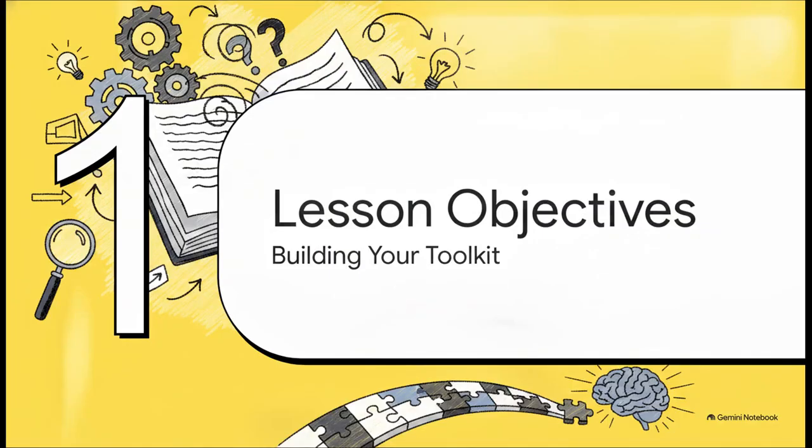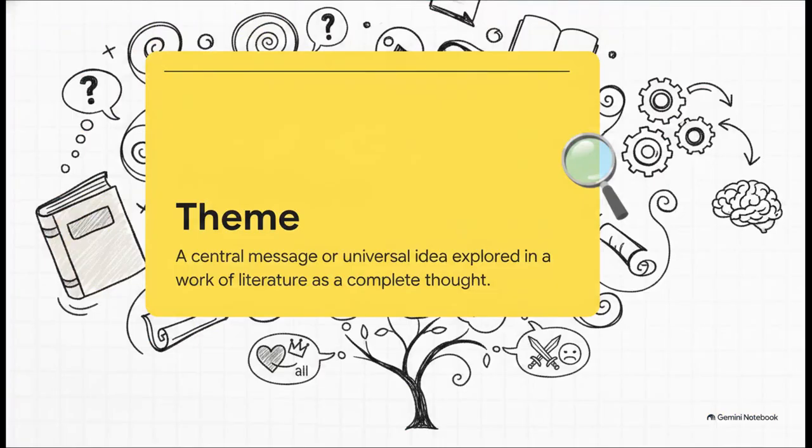Let's set our ultimate goal for today. To build that toolkit, we've got to start with the absolute foundation, the theme. So what is a theme exactly? It's a central message or a universal idea that's explored in a work of literature. But here's the really important part. It has to be represented as a complete thought. It's not just a passing topic. It is the specific commentary the author is making about that topic.